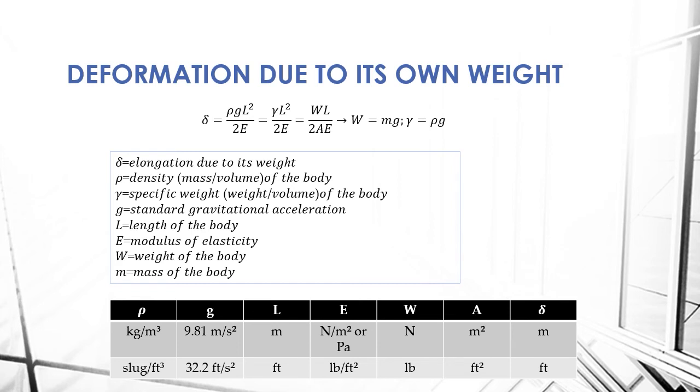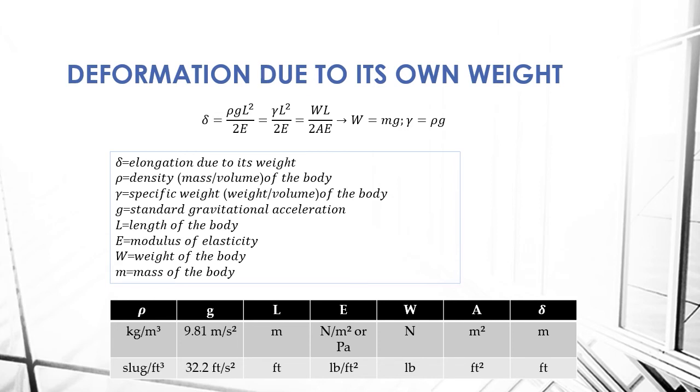times modulus of elasticity. Ito na si rho, mao na si density, which is mass over volume. Or pwede po siya gamma times L squared over 2E, which is the specific weight or weight over volume, di ba? Or pwede po siya WL over 2AE.